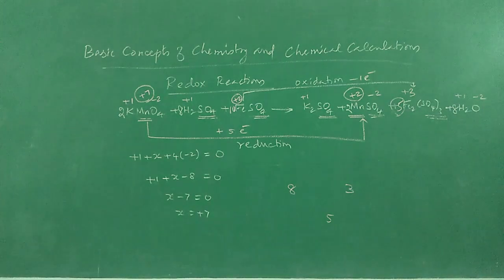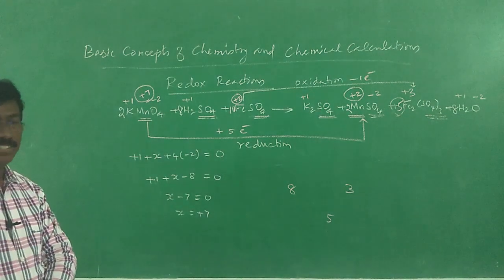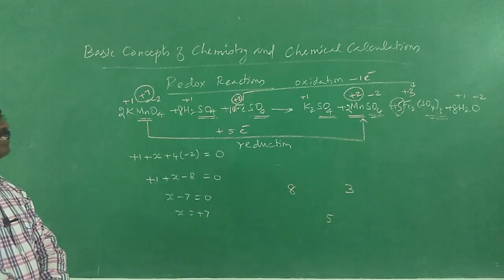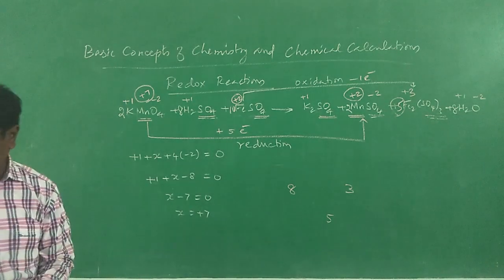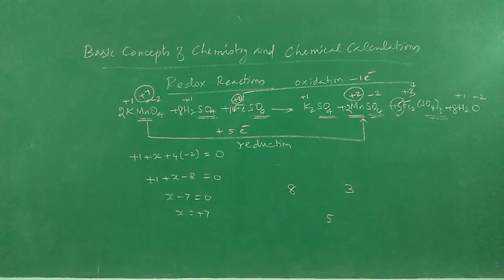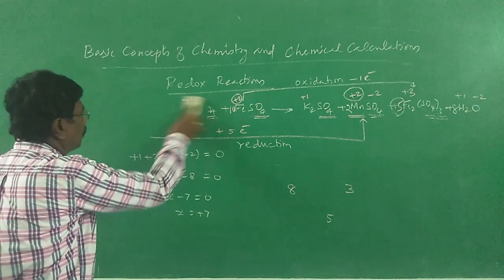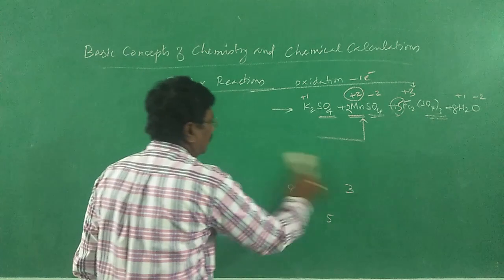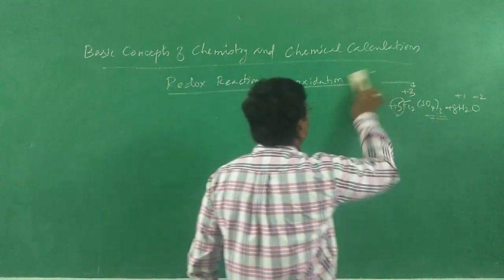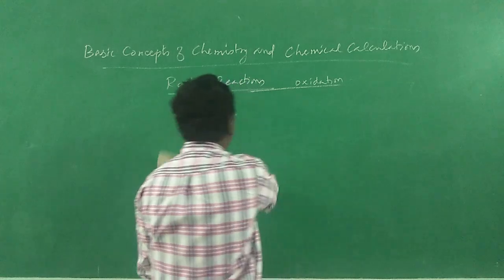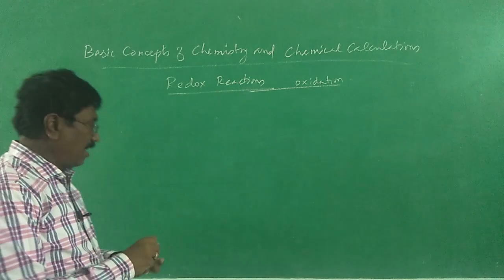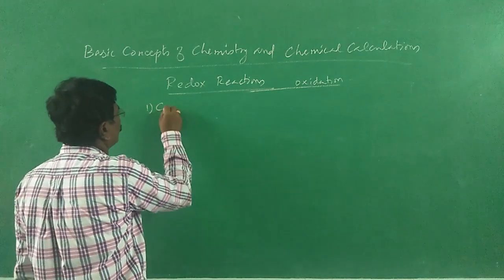Now, using the oxidation number method, it can be balanced. That we are going to discuss later. I have taken the ordinary method to balance. Using the oxidation number method, we can balance that little bit later. Before we go into balancing equations using the oxidation number method, we are going to see the different types of redox reactions. What are the different kinds of redox reactions? One, combination reaction.